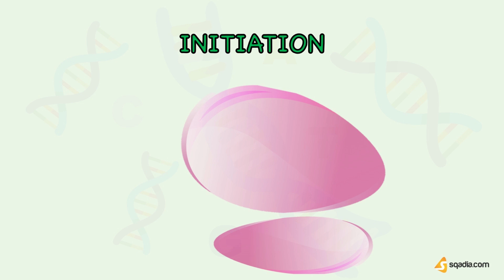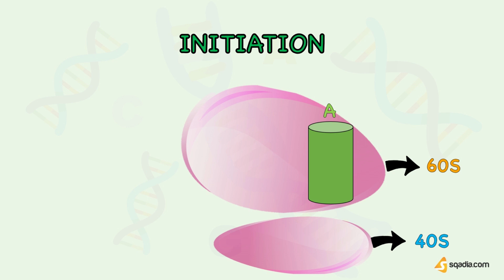To understand this, let us look at the structure of ribosomes in the eukaryotic cells. There are two subunits in ribosomes. The first one is the 60S and the second one is 40S. The bigger unit has three parts. Region A, which is the aminoacyl site. Region P, which is peptidyl site. And region E, which is the exit site.